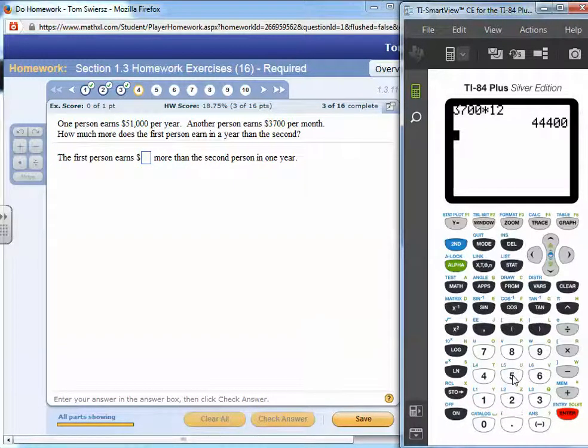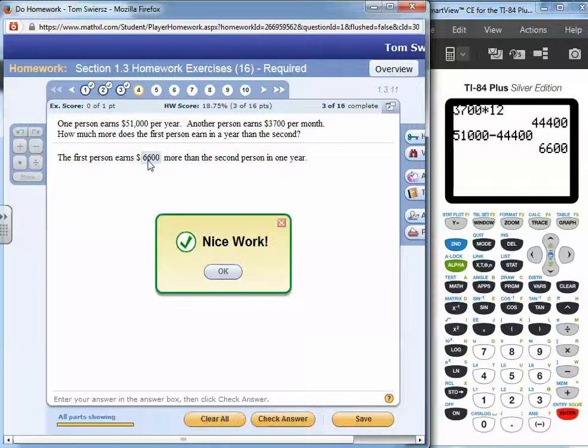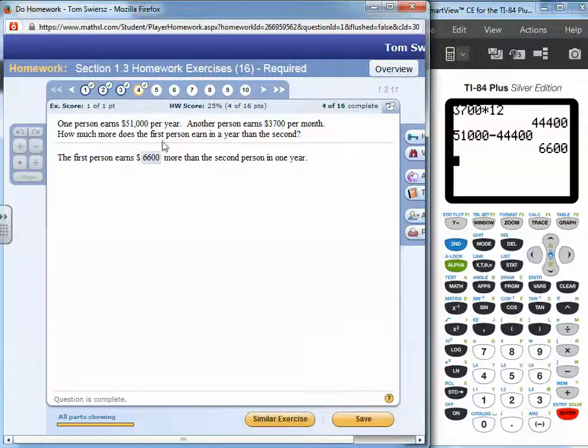So then we're going to take the difference. The first person earns $51,000. The second person earns $44,400. Find the difference, and the first person earns $6,600 more than the second person.